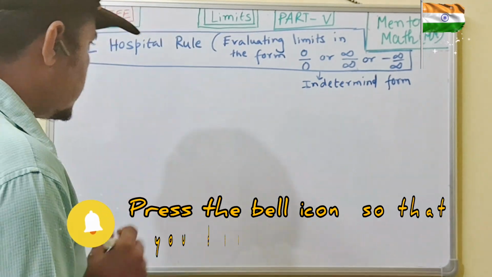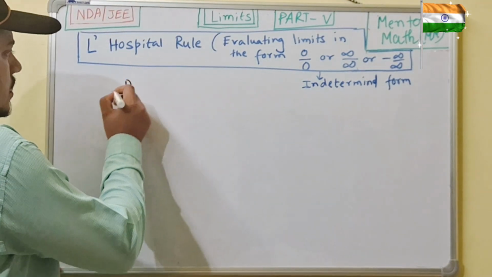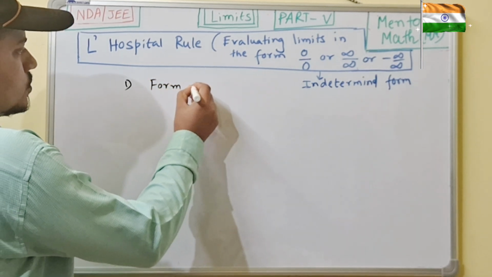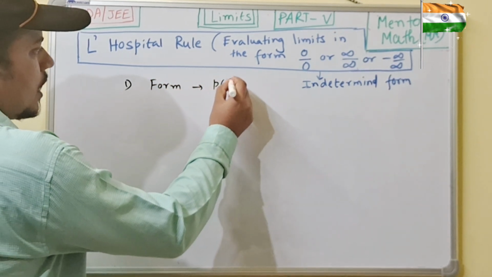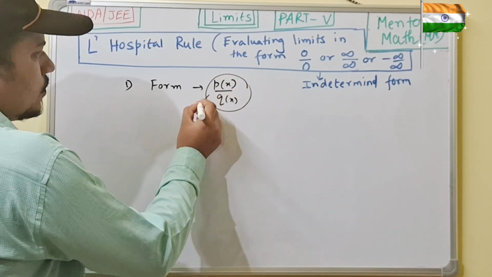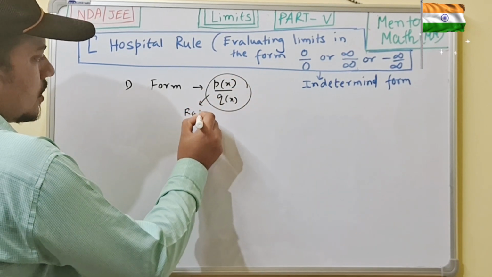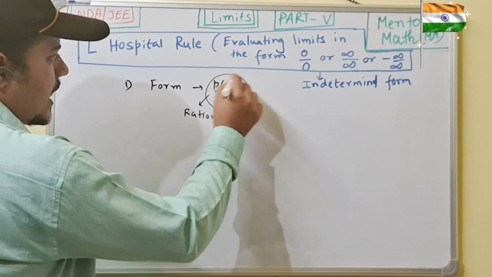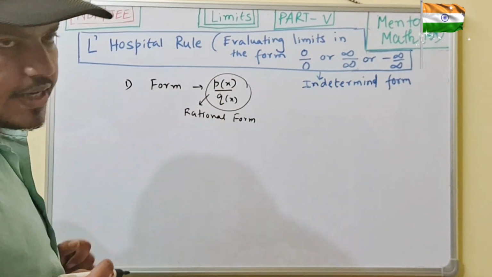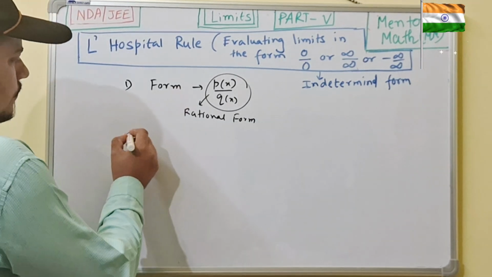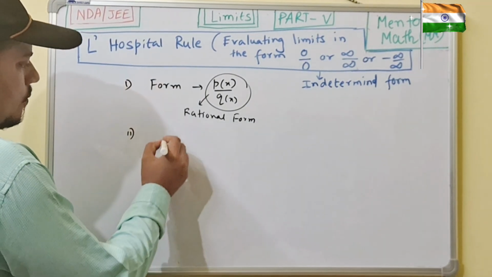The first condition is that the form should be p(x) by q(x), that is your rational form, with a numerator and a denominator. And secondly, the limiting form.